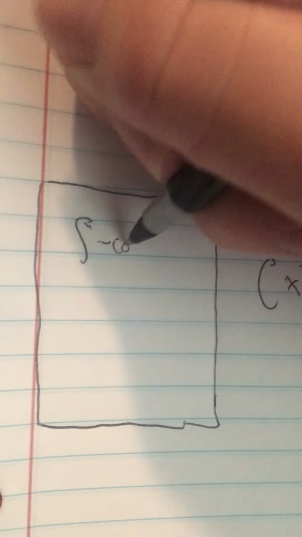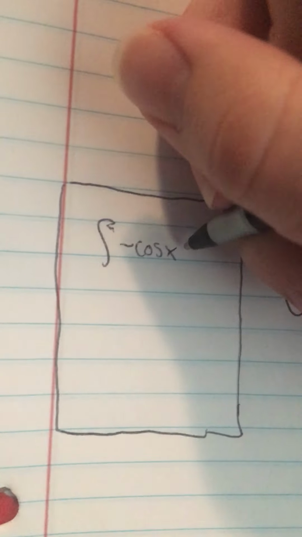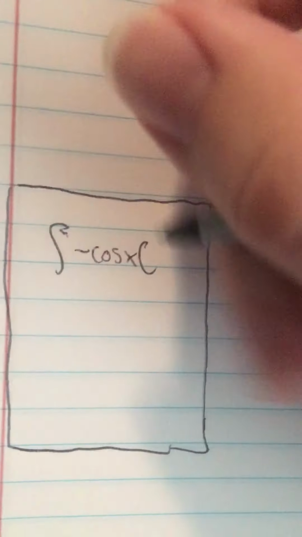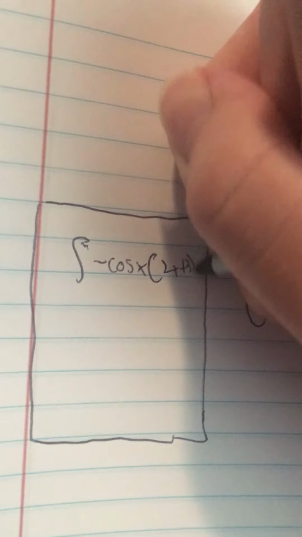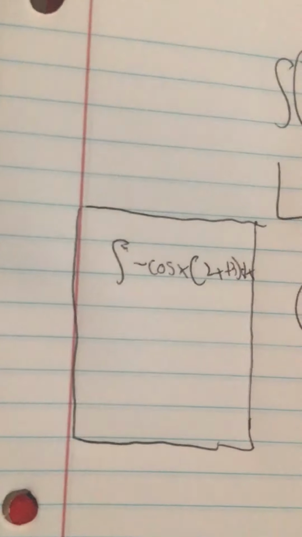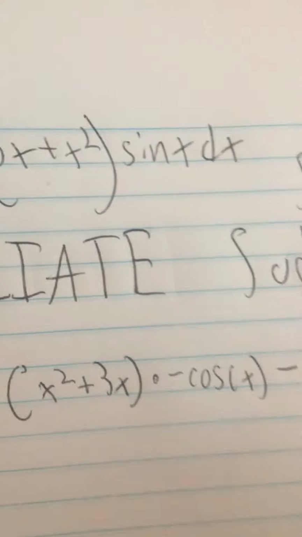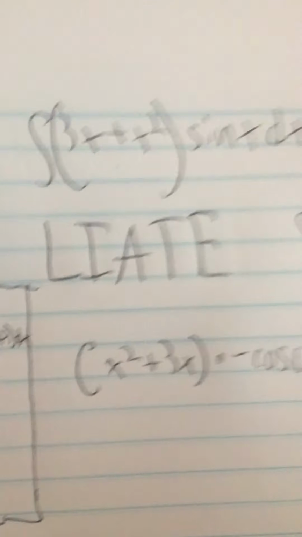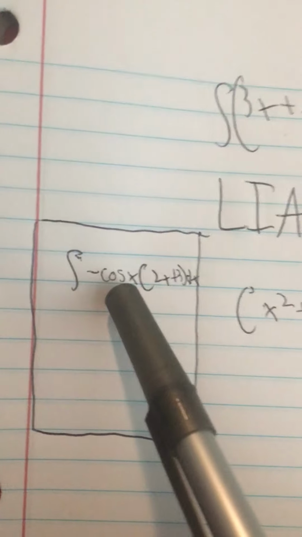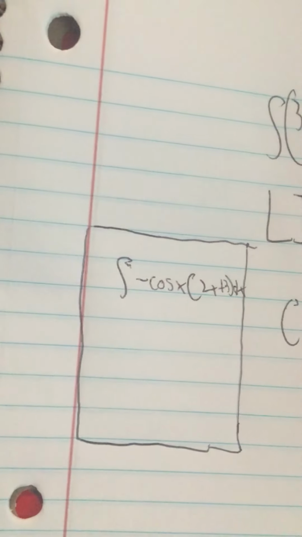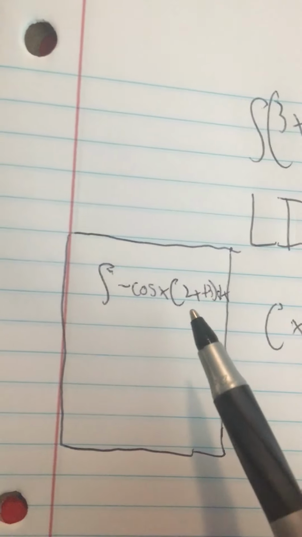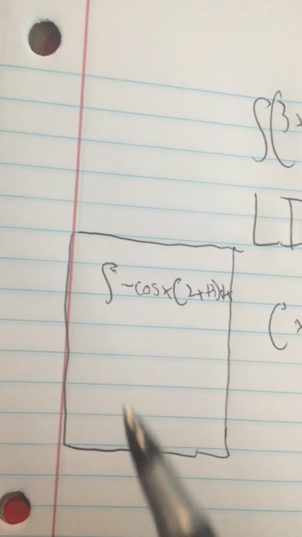So the integral, and we have to remember there's a negative sign in front of it, and we'll get back to that negative sign, of negative cosine x times 2x plus 3 dx. And again, we're going to go back to LIATE, or L-I-A-T-E. I don't know if it's actually called that. This is trigonometric, this is algebraic. Same deal as before. This is our u, and this is our dv.